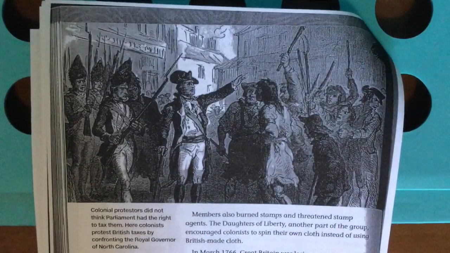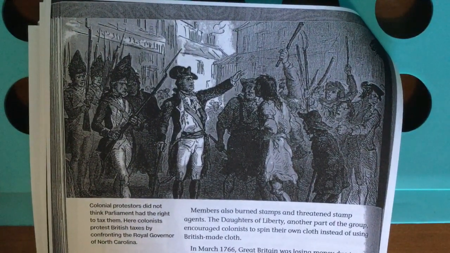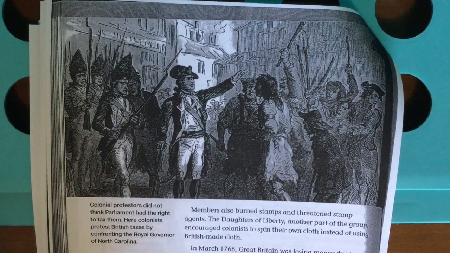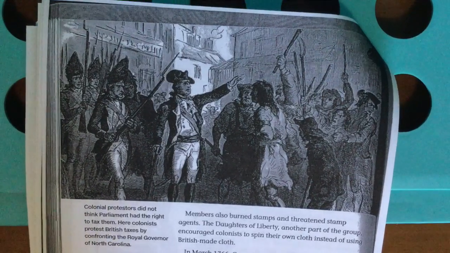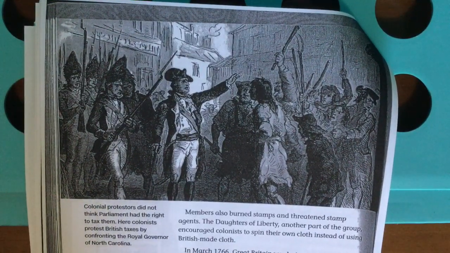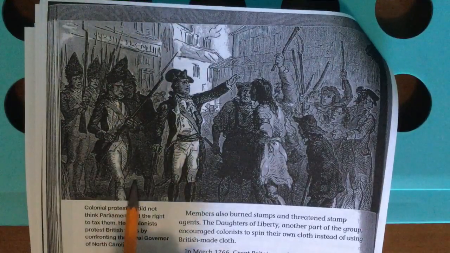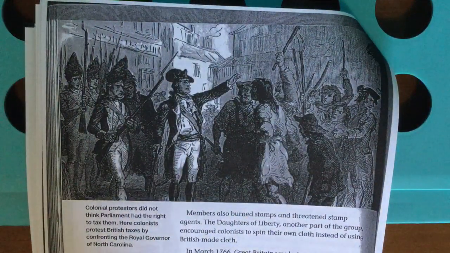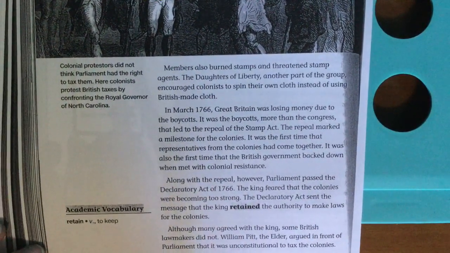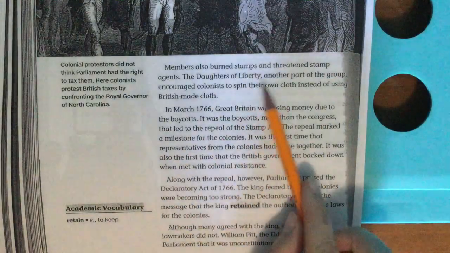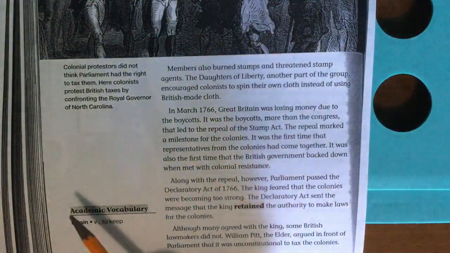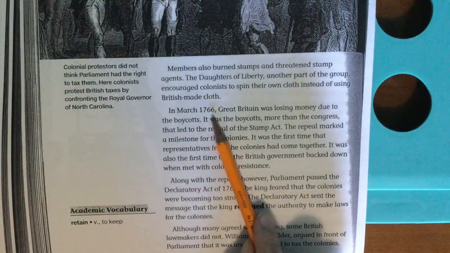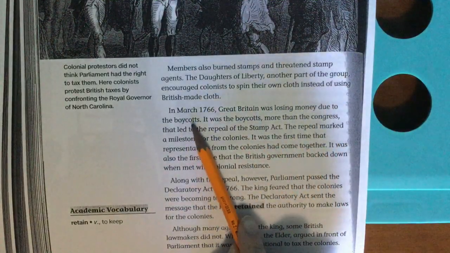Okay, so we have an illustration at the top. It says colonial protesters did not think Parliament had the right to tax them. Here, colonists protest British taxes by confronting the royal governor of North Carolina. Okay, you can tell they're not very happy. You've got British soldiers on one side, and you've got the colonists angry on the other side. Members also burned stamps and threatened stamp agents. The Daughters of Liberty, another part of the group, encouraged colonists to spin their own cloth instead of using British-made cloth. In March 1766, Great Britain was losing money due to the boycotts.